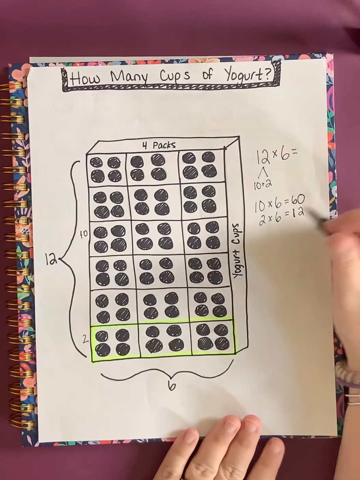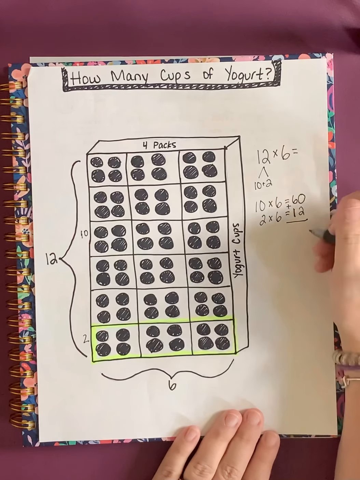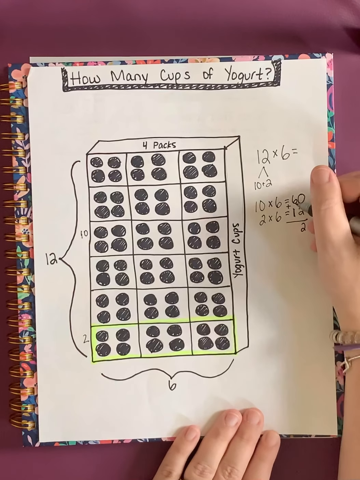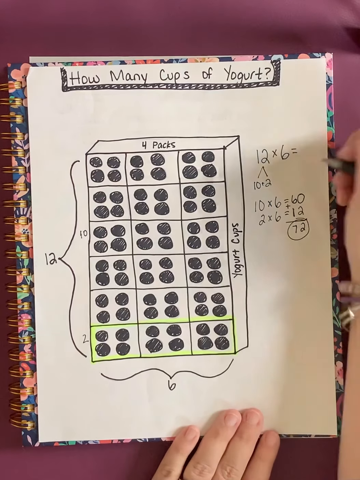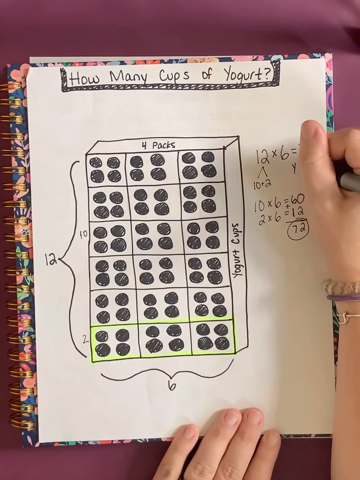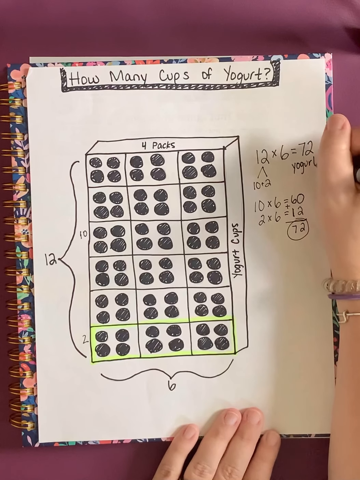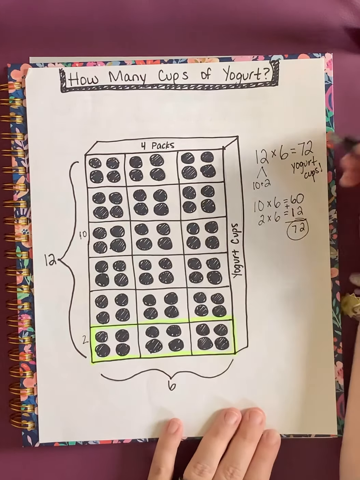Now again, make sure that we're not done yet, because now we need to add them together. It's important to make sure that you have all your place values lined up as well. So we have our 1s lined up and our 10s lined up. Always start with your 1s no matter what. So 0 plus 2 is going to give you 2. 6 plus 1 is going to give you 7. So all together we have 72, and then also a big thing, 72 yogurt cups. We got to know actually what you're labeling. So we have 72 yogurt cups all together.